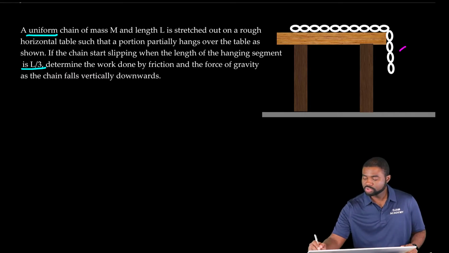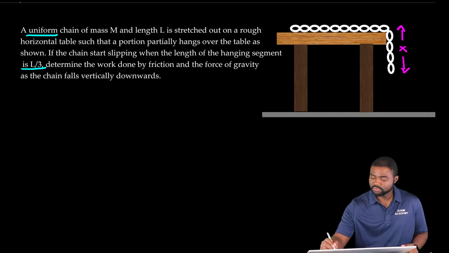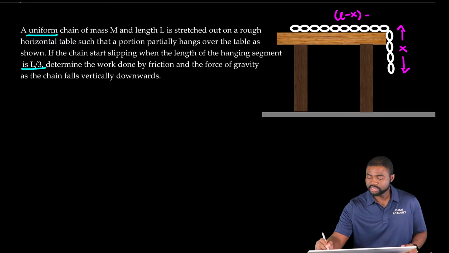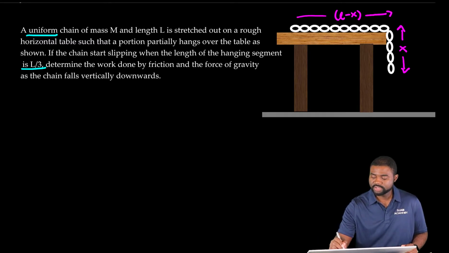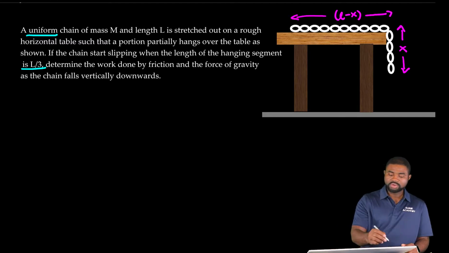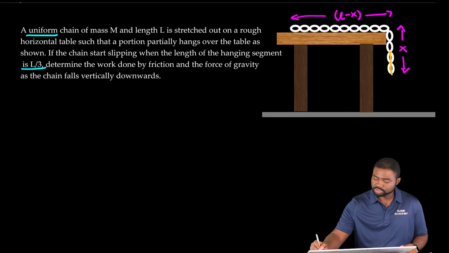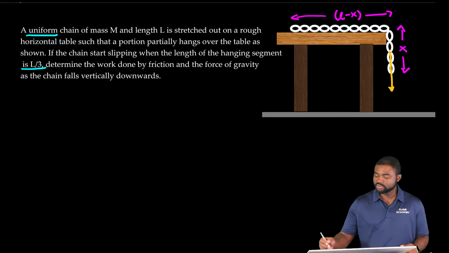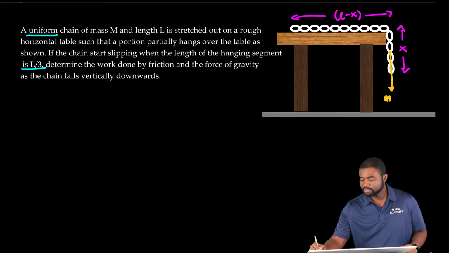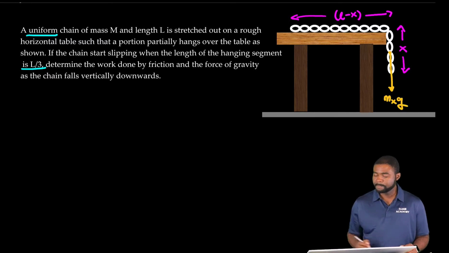Now, I'm going to assume that the length of the hanging portion is X. Therefore, the length of the portion on the table is going to be L minus X. Now, also, the weight of the hanging portion acts through its center of mass. This is going to be mxg.